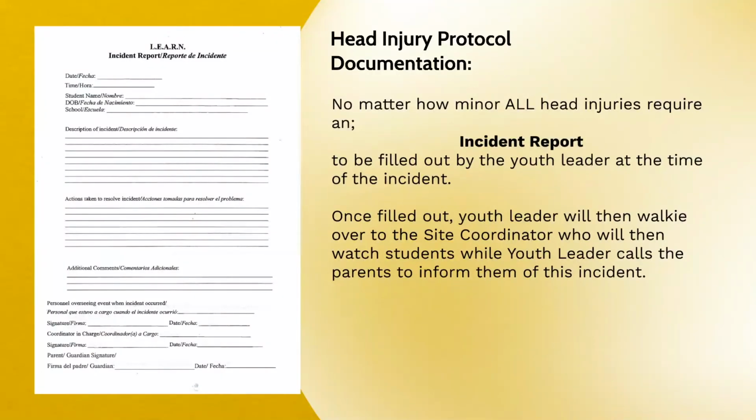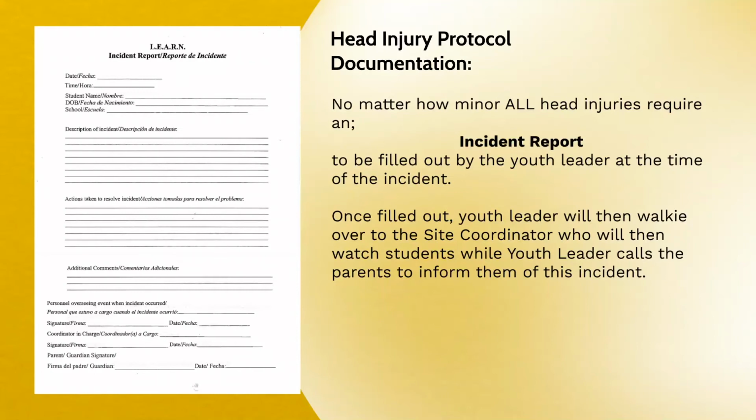And for head injury, what documentation is needed? No matter how minor, all head injuries require an incident report that's shown on the left side. This must be filled out by the youth leader at the time of the incident. Once filled out, the youth leader will then walk you over to the site coordinator, who will then watch the student while the youth leader calls the parent to inform them of this incident.